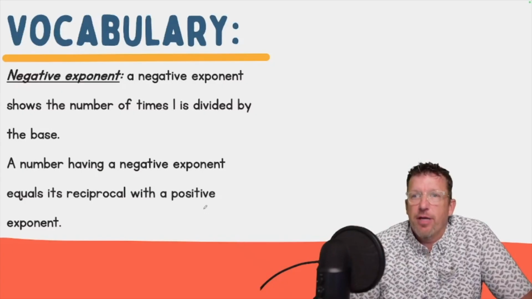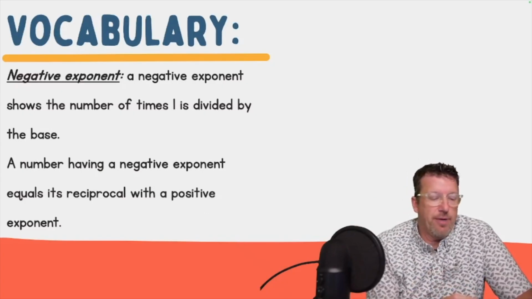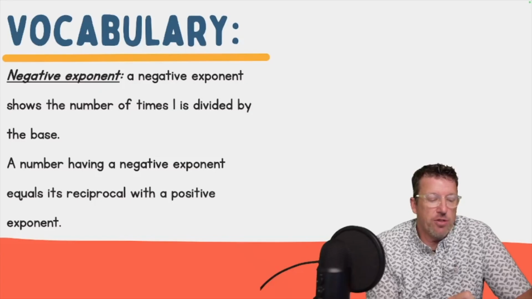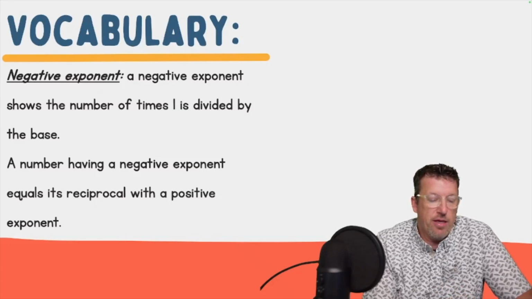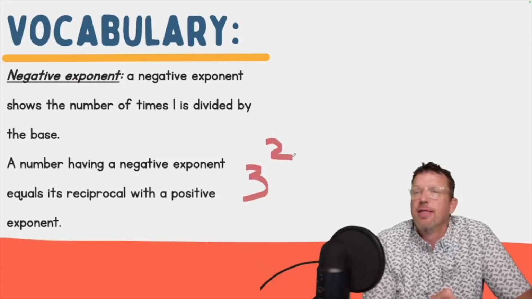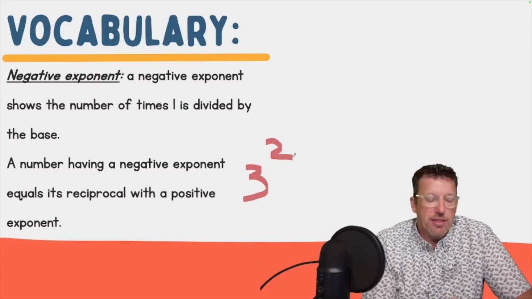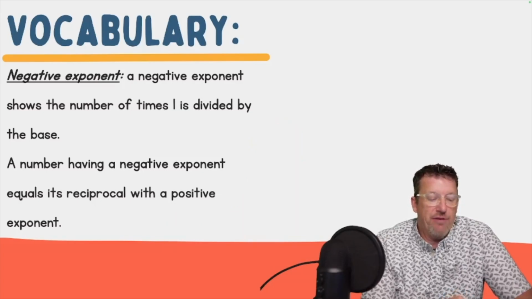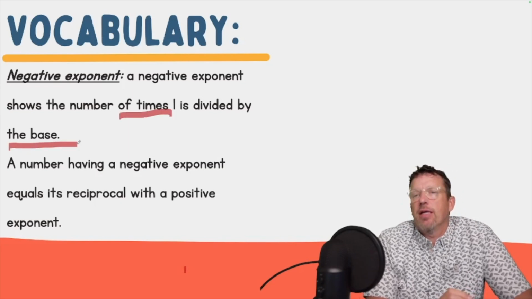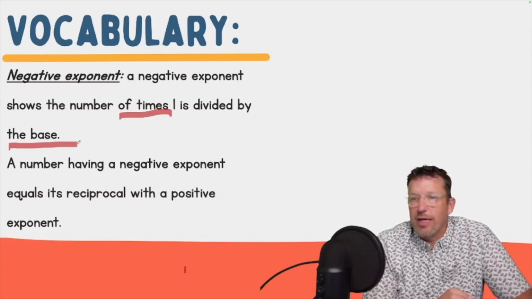Negative exponent. So when we think of a regular exponent, we think of like 3 squared. And what that means is the amount of times that 3 is multiplied by itself, which would be 2 times. That's what the exponent tells us. So when we're thinking about negative exponents, what we're talking about is it shows the number of times 1 is divided by the base. That'll make a little bit more sense once we get going.